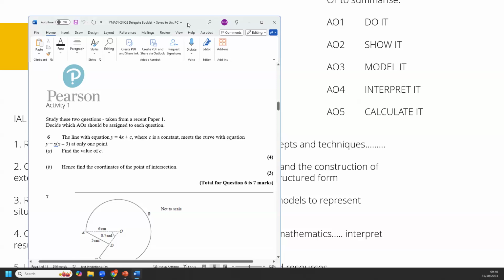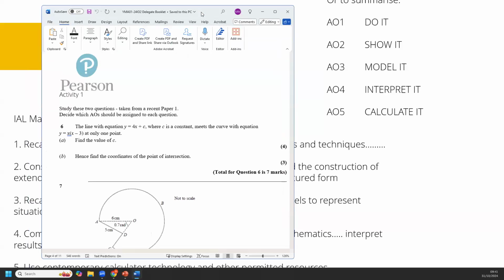So question part 6a, we have a line with equation, meet the curve with equation at only 1 point, find the value of C. Now, in this case, for part A, if we look at the actual details of that, they have to recall and select some of the knowledge from facts for them to be able to do that. So for that part A, 2 marks out of the 4 will be recalling those facts for them to know what to do.